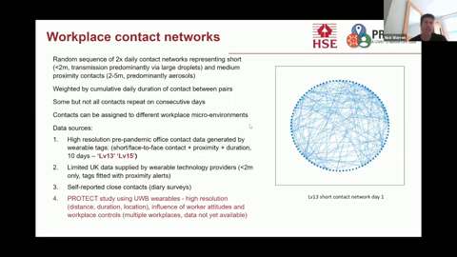In terms of the workplace contacts, we use two contact networks. We use one contact network to represent short proximity contacts, those under 2 meters, where transmission will be predominantly via large droplets. And then we use a second network for medium proximity contacts, 2 to 5 meters, where the transmission will be predominantly through finer aerosols that remain suspended in the air and travel further. In each of those contact networks, the edges are weighted by the cumulative daily duration of contact between the pairs at that distance.